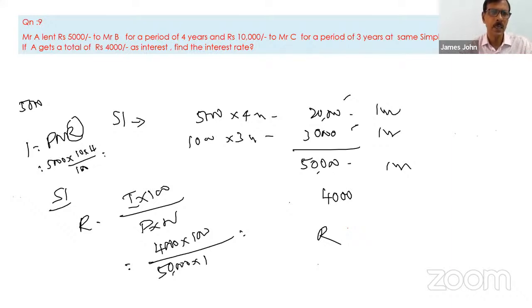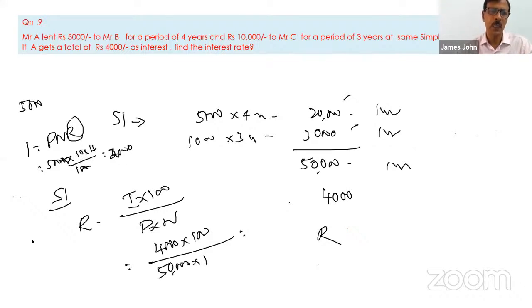How much do you get? This 0 will go, 50 into 500, 500 into 4. So you are getting 2,000. So 5,000 rupees, if he lends for a period of 4 years, he gets 2,000.